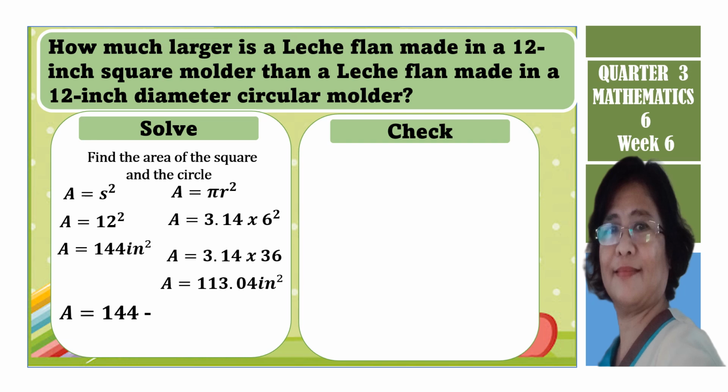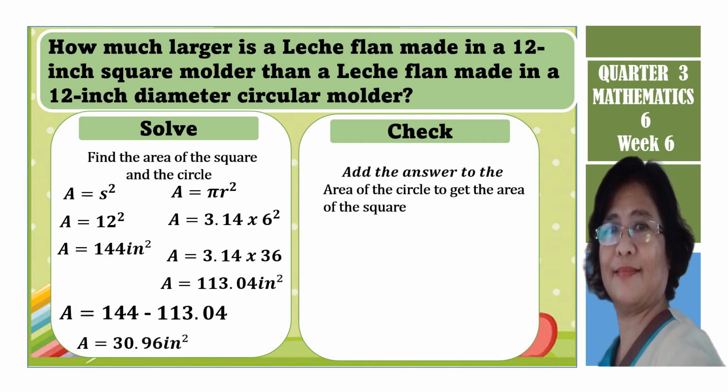And then we are going to subtract the area of the circular molder from the area of the square to get how much larger the square is than the circular molder. So subtract, and the answer will be 30.96 square inches.